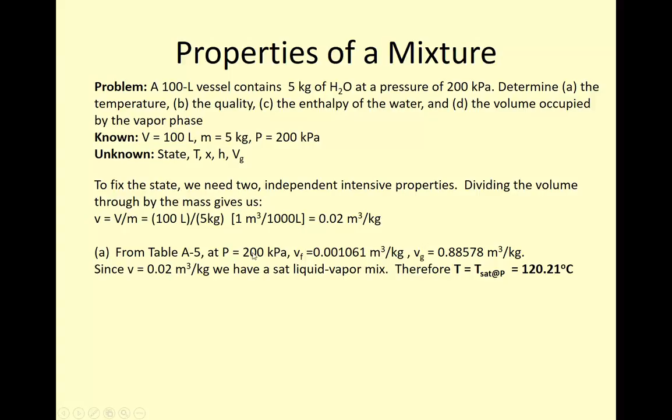So from table A5, at the pressure of 200 kilopascals, we can find the specific volume v sub f is equal to 0.001061, and in the gaseous state v sub g is 0.88578. So we've looked up these property values. We'll use them in a minute. v is in between those 2 values, so we are in the saturated liquid-vapor mixture region. Okay, so therefore our temperature is just the saturation temperature at that given pressure of 200 kilopascals.